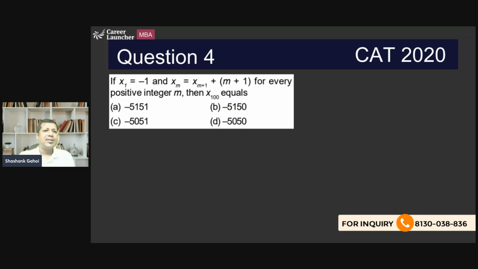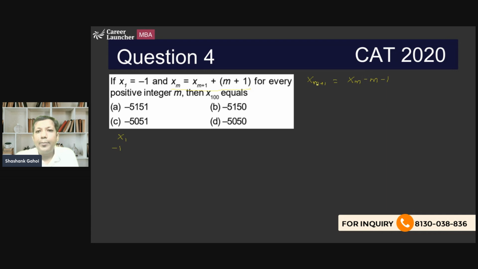What does it say? So again, it is going to be a similar type of question, because some random things are given and x100 is asked. So what I'm going to do is figure out the pattern. On the side I'm writing x1 is equal to minus 1, and I'm just rearranging this equation. So what is this equation? x(m+1) is equal to xm minus m minus 1.